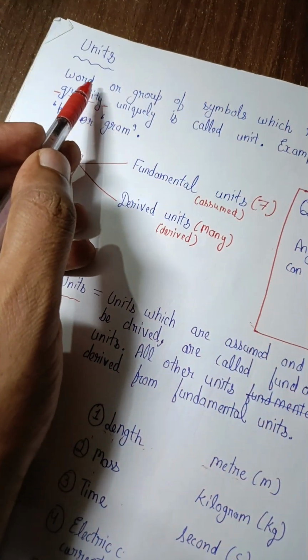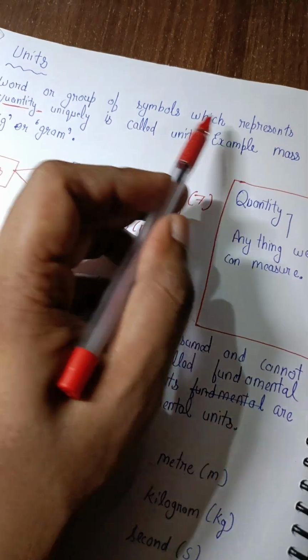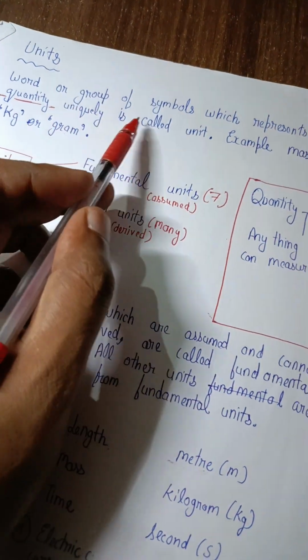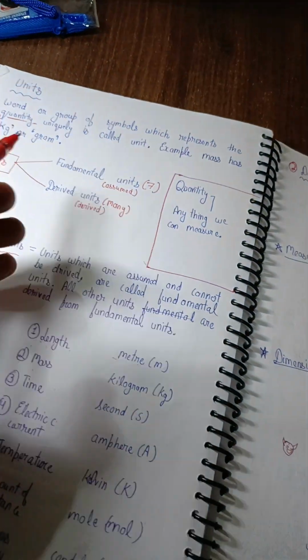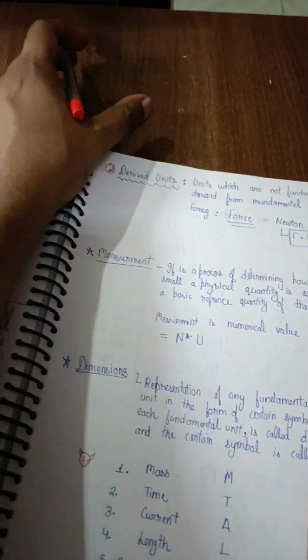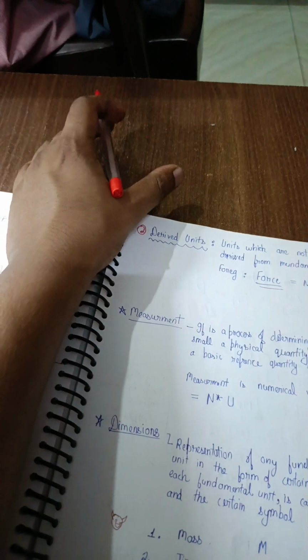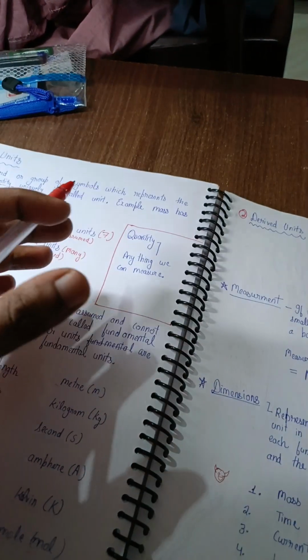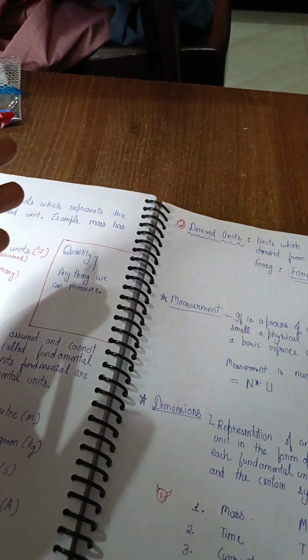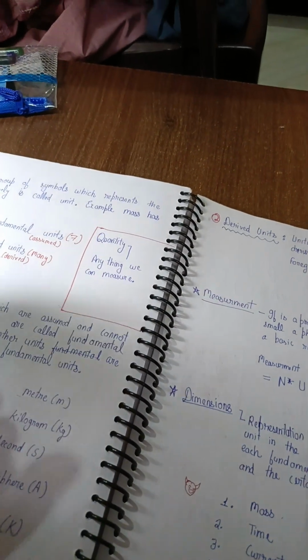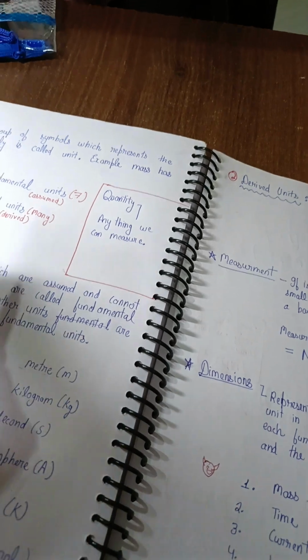A unit is a word or group of symbols which represents a quantity uniquely. For example, mass in kilogram or gram. If there is some salt, you won't say there is some salt or a large amount of salt. You would say there is 15 gram of salt or 5 kg of salt. So the kg or gram, these are called units.